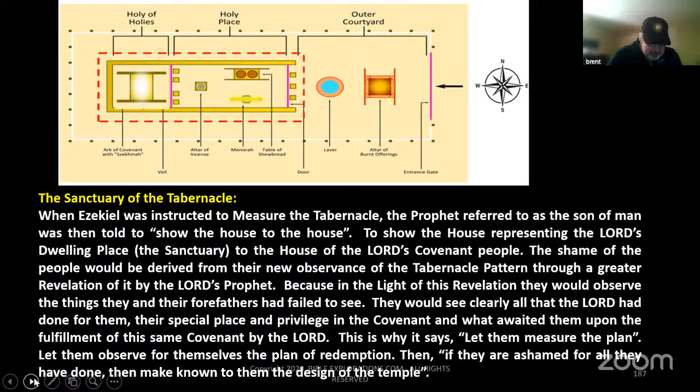This is why it says, let them measure the plan. Let them observe for themselves the plan of redemption. Then, if they are ashamed for all they've done, then make known to them the design of the temple. So show it to them, because their forefathers haven't observed what this is all about, the law of redemption and where they stand in it. Show that to them, and we're going to see that today.